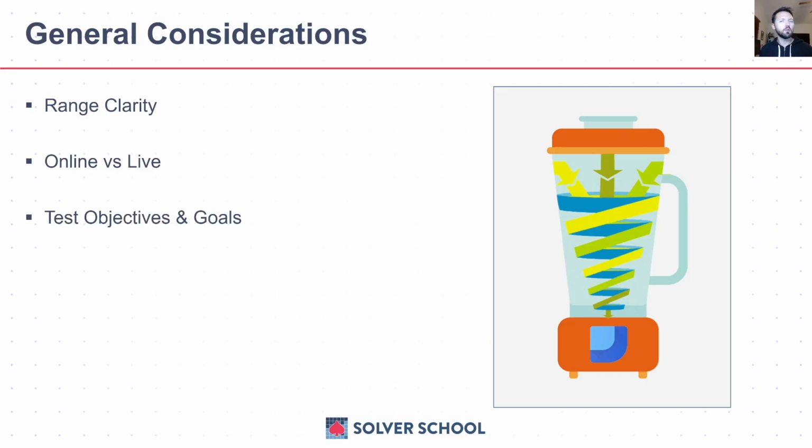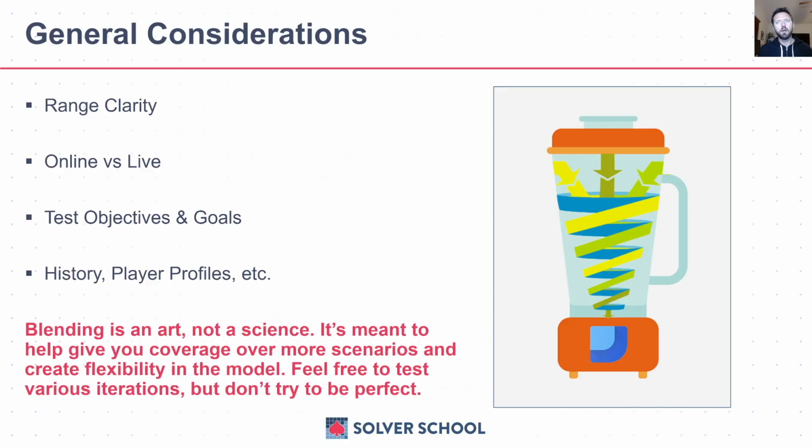Test objectives and goals. So what are we actually trying to test for may determine whether or not we want to blend as we're adding ranges. And then history and player profiles and things like that. Now, blending is an art. It's not a science. There is not an exact range that we're going to work with here.